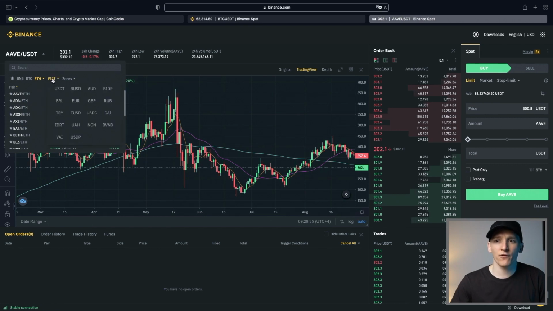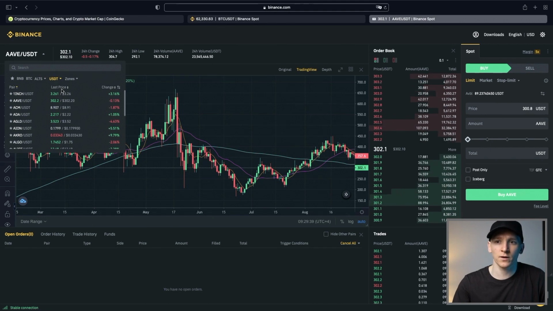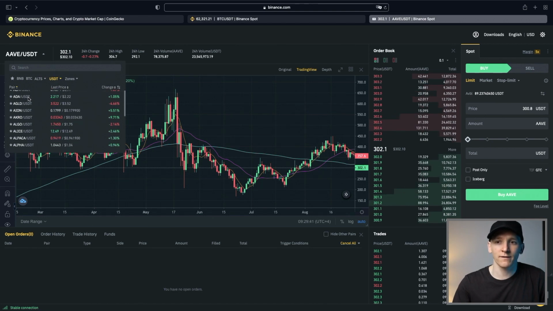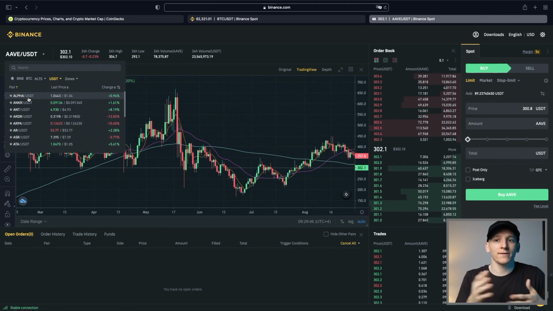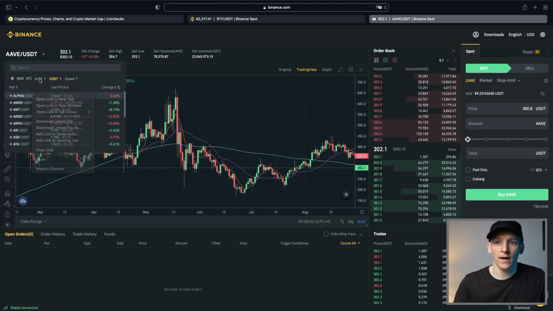Of course, we have fiat currency pairs. Now, virtually everything trades against US dollar Tether. So if we click US dollar Tether, you can see a long list that trade against it, right? So we value cryptocurrencies in dollars, and that is why US dollar is considered the quote currency on the right-hand side there. And then for alts as well, we can click on alts.